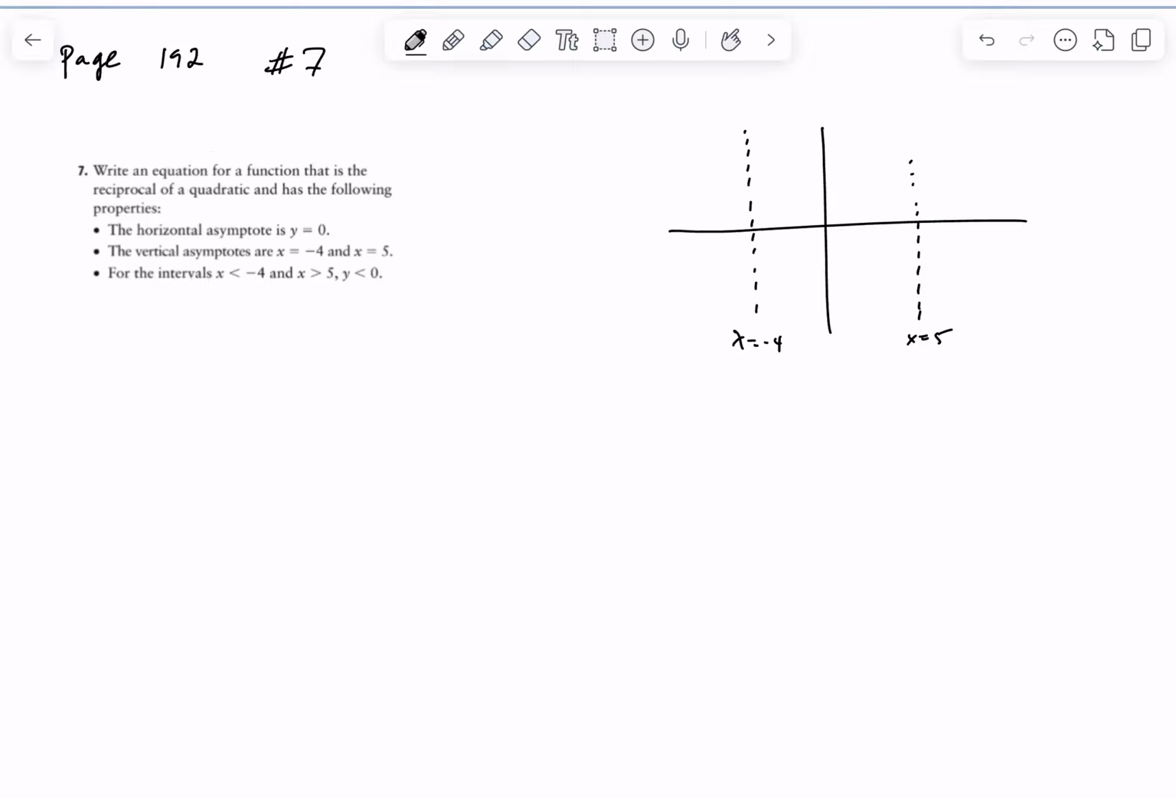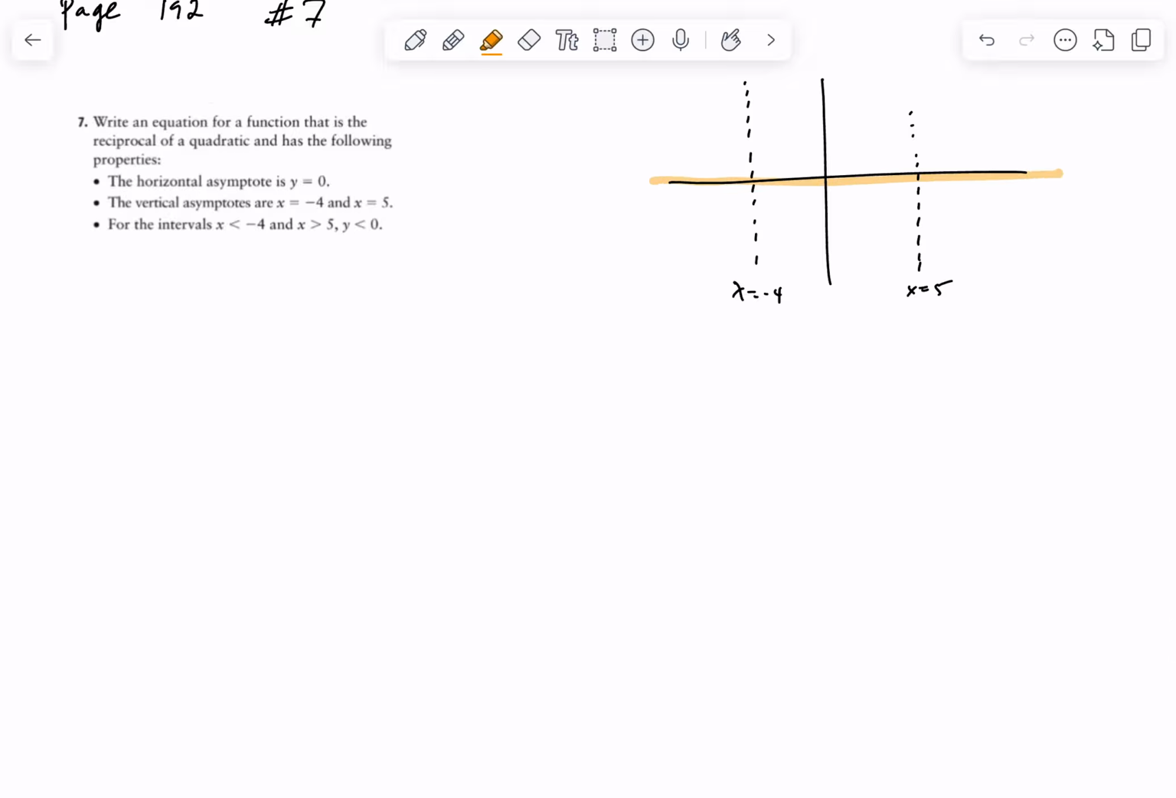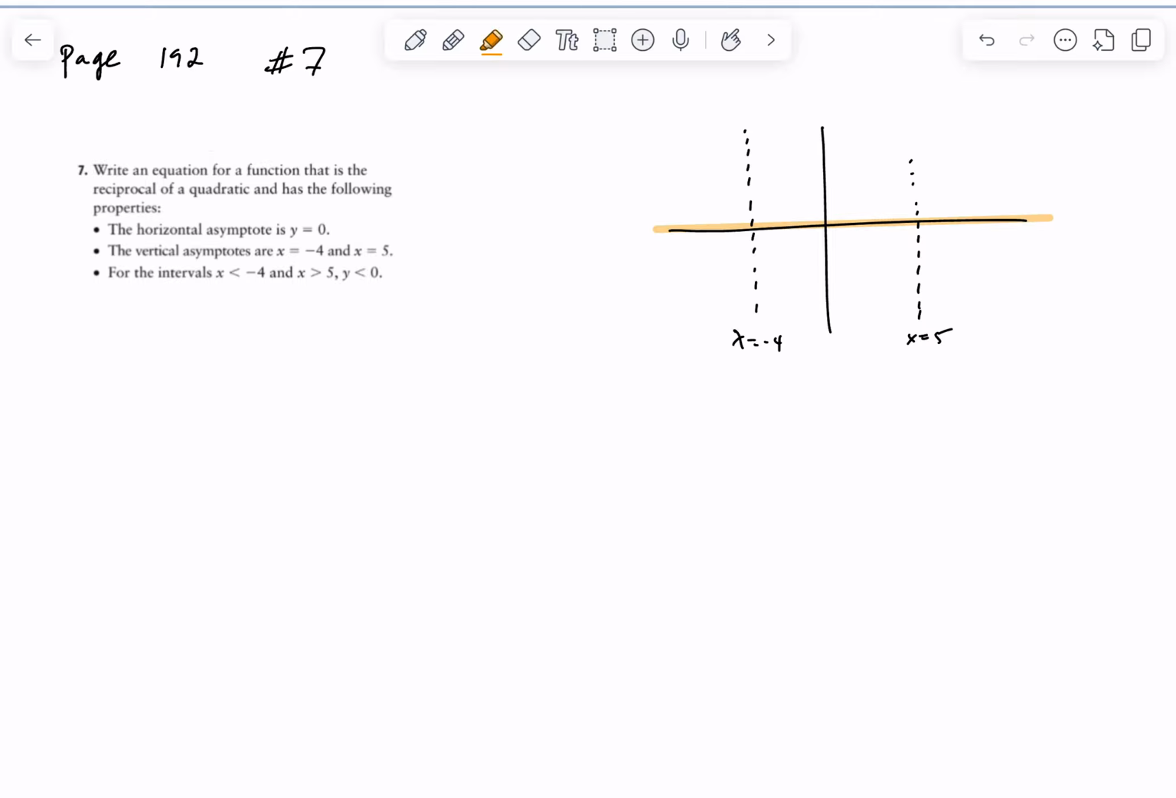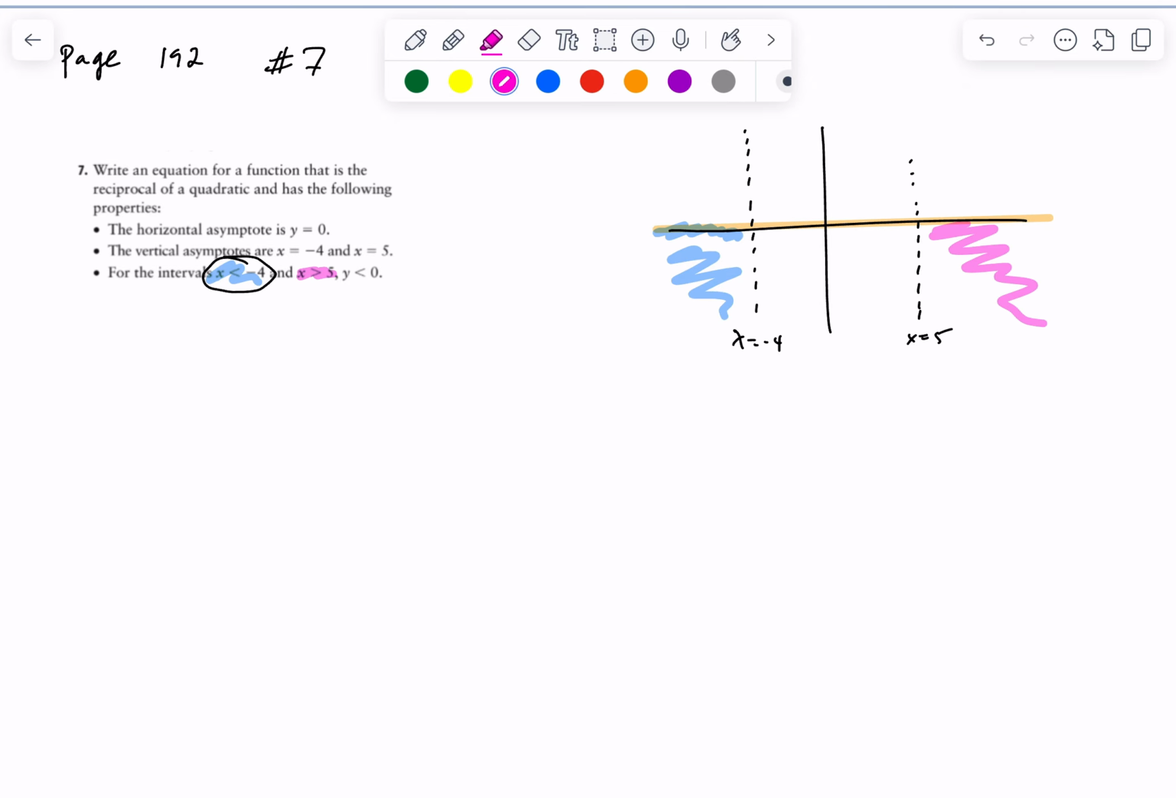Okay, and so in addition to that, we would have a horizontal asymptote here. So this is like the bare bones of our rational graph. And the last condition wants us to, for the intervals that are less than -4, so basically everything over here, the y values have to be negative. So they have to be down in here somewhere. Okay, and y is less than 0. And then it says over here for x greater than 5, it also has to be less than 0.